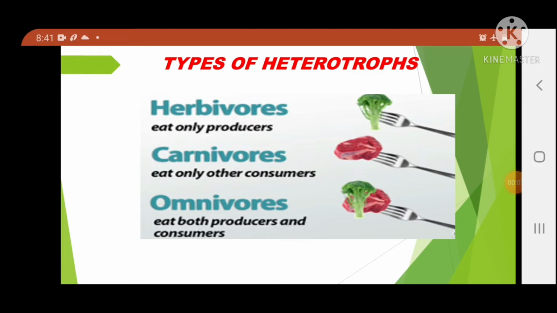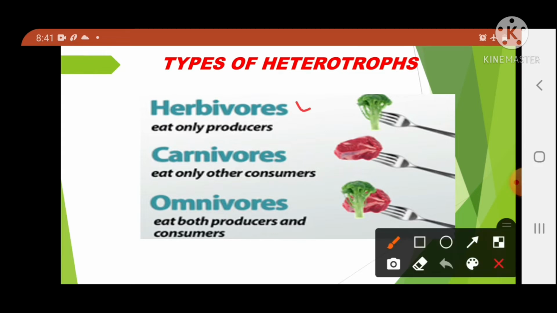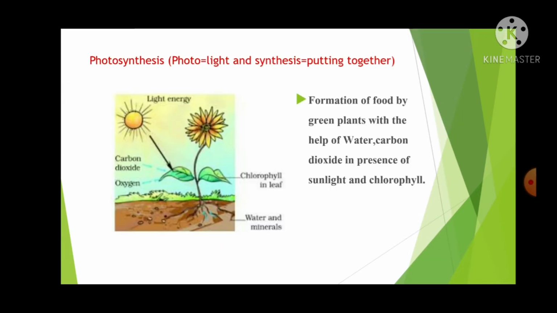Depending upon the eating habit, the heterotrophs are of three types: herbivore, plant eater, carnivore, meat eater, and omnivore eat both plant and animals. Let's now understand the process of photosynthesis in detail.